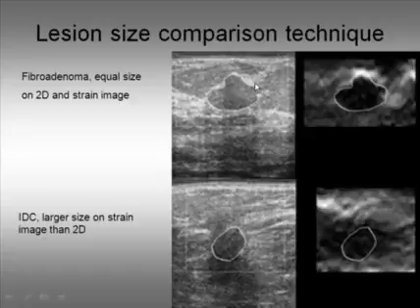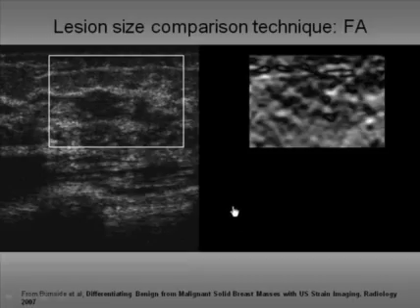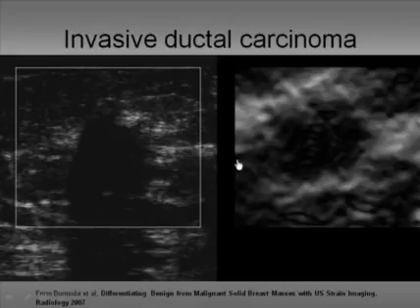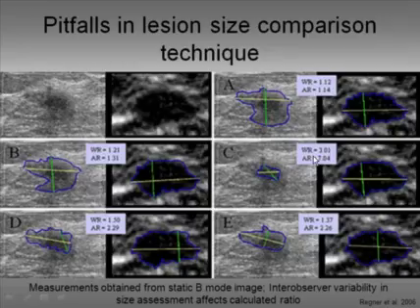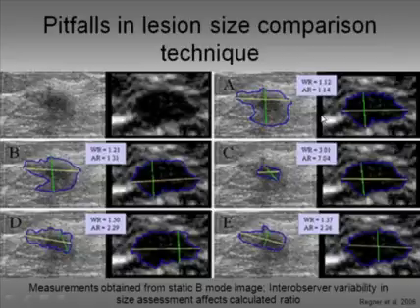Now, in order to accomplish this analysis of the size difference pre and post strain, someone has to draw a region of interest around the mass. And this is where a little bit of user dependence comes into play. These are just more elastograms showing the type of picture you get with something hard, where you get a signal void in your resulting elastogram. But here's the pitfall of lesion size comparison technique.